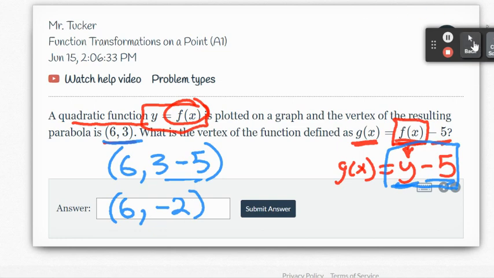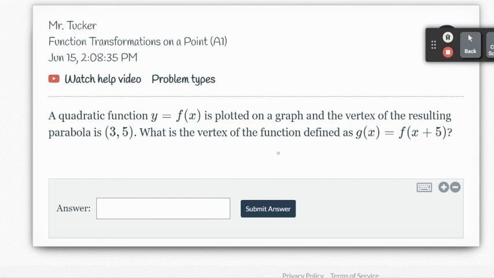On the second example, it's a little bit more exciting because inside the parentheses, there is the change. And just like before, they were told that there's this quadratic function f, but what the goal is we have a coordinate, and we want to know where does that coordinate go if g of x is defined to be f of x plus 5.